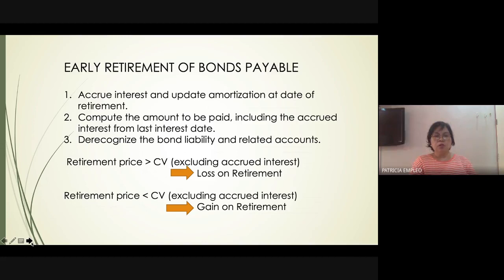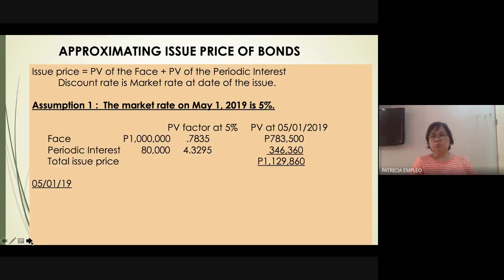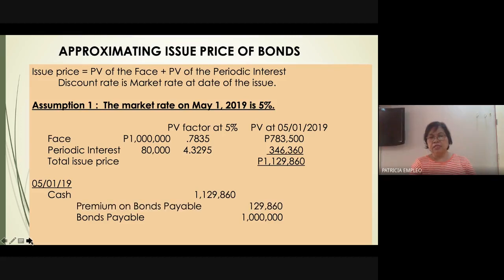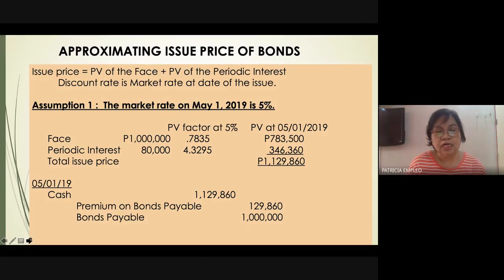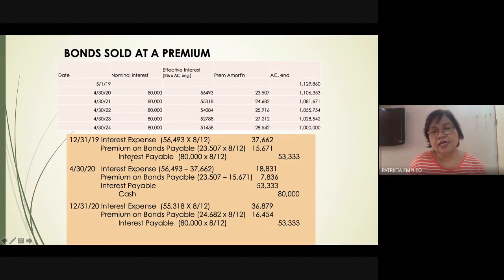To exemplify, we will go back to our first scenario, that is bonds were issued at a premium. So we go back to this scenario that the bonds were originally issued at a premium of 129,860. Your original issue price is 1,129,860 for the total bonds with face value of 1 million. Such that we are going back to our earlier entries. In addition to this entry on May 1, 2019, we prepared this adjusting entry at the end of 2019. This entry for the first interest payment for 2020 and this year-end adjustment for 2020.